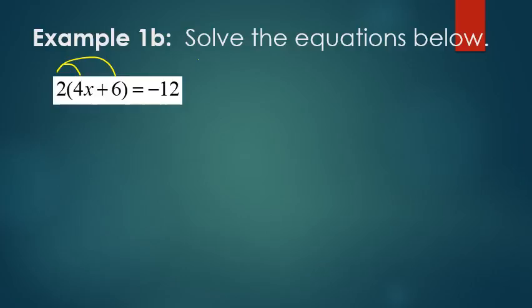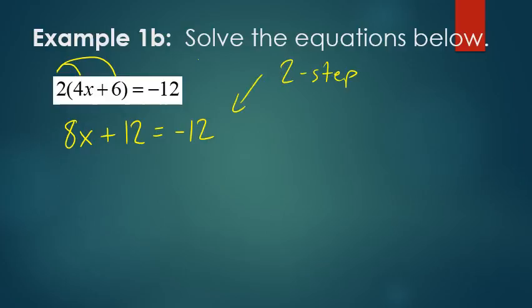So 2 times 4 gives me 8x. 2 times 6 gives me a positive 12. Bring down the equal sign, bring down the negative 12. Again, we've got ourselves our two-step equation. And now we know the process that should occur after this.